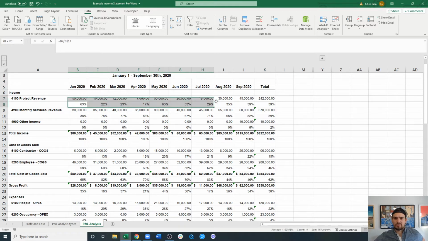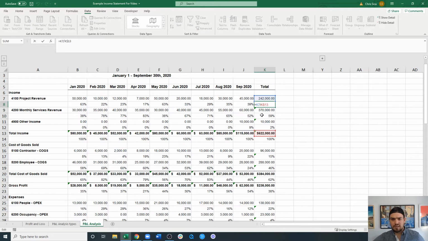Again, horizontal analysis is going across. It's also called a time series. That's where we look at individual accounts and their performance over time across periods. If we look at January, we can see that project revenue in January was 63% of total revenue. In February, it was only 22%. In March, it was 23%. In April, it was 17%. In May, it was 63%. In June, it was 33, 29, 35, and 39%. In total, it ended up being about 39% of revenue.